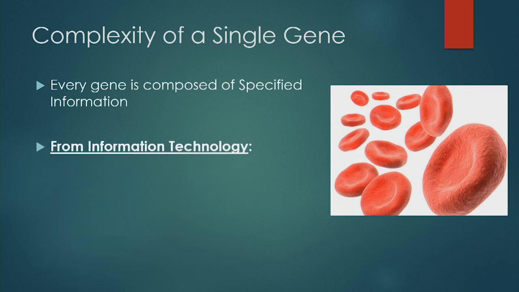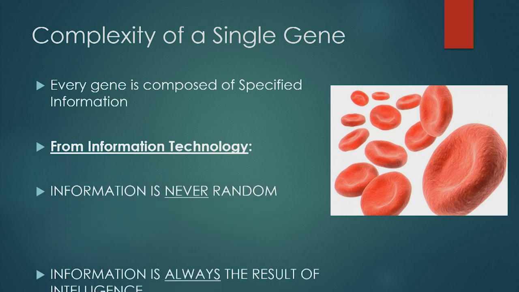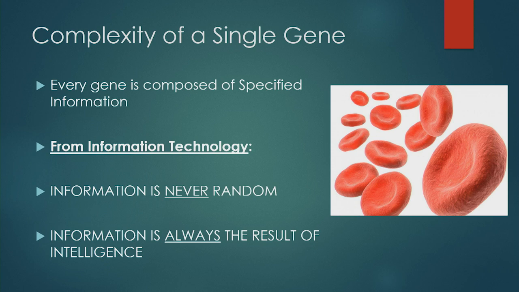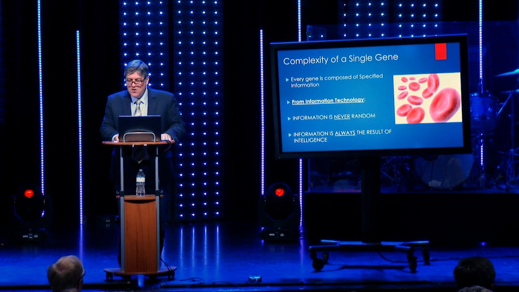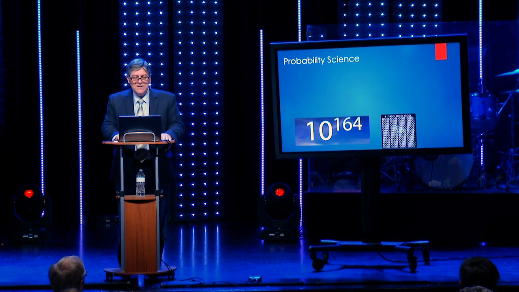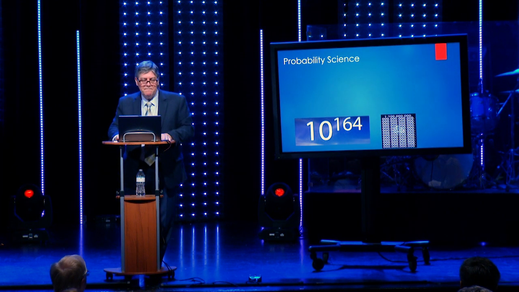Now, here's what we know from information technology: information is never random. Information is always the result of intelligence. In fact, when random things happen to your computer code, the programs don't work, and it's usually associated with a virus of some kind. So let's look at probability science for a minute.